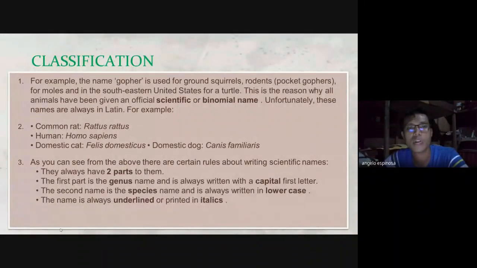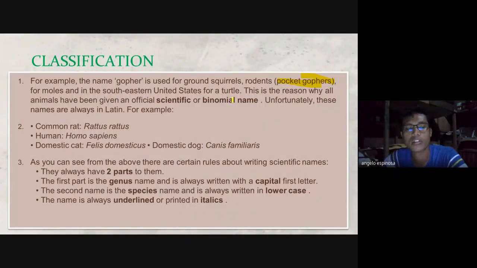Classification, for example, the name gopher is used for a ground squirrel. That's like with squirrels. I hope you're familiar with squirrels. And then we have rodents that live in trees. We have rodents, and that is a pocket gopher. And we have moles, and in Southeast Asia and the Eastern United States, a turtle.